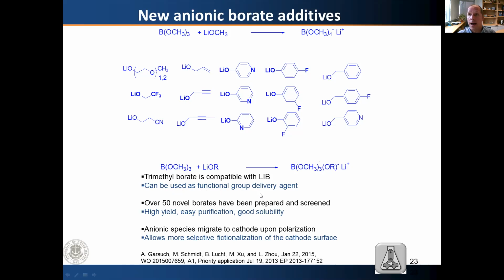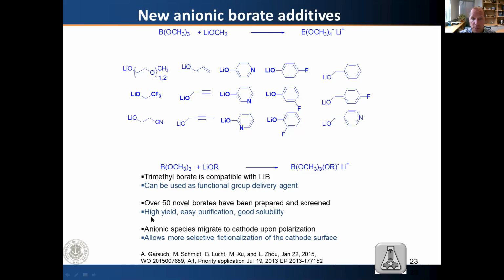So if we want to have some polymerization reaction occurring by adding an alkene or an alkyne, or if we want to add a cyano substituent, or various types of aryl groups on the surface, or a pyridine group as a Lewis basic species, we can generate a selectively functionalized cathode surface film by the design of these novel borate additives. We were able to prepare over 50 different novel borates.